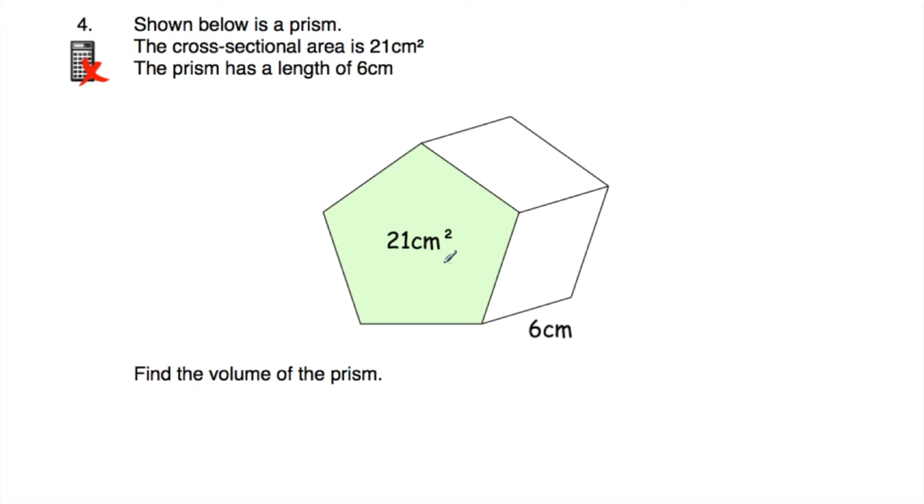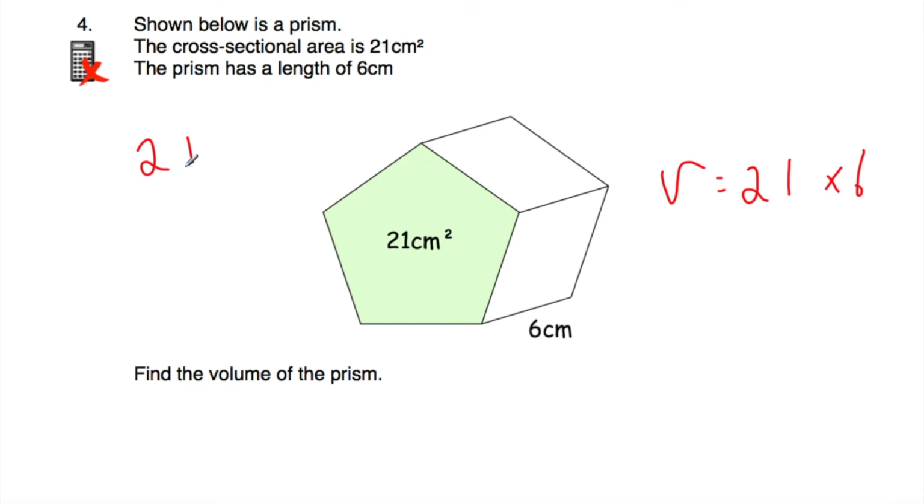Well, actually, this question is really, really nice because we know the cross-sectional area. So to find the volume, we just need to take the cross-sectional area, which is 21, and times it by the length of the prism, which is 6. So we just need to do 21 times 6, and that'll be the volume. It's already worked out that area for us. Quite often we have to work out that area, like in the last question, but this time it's been given to us.